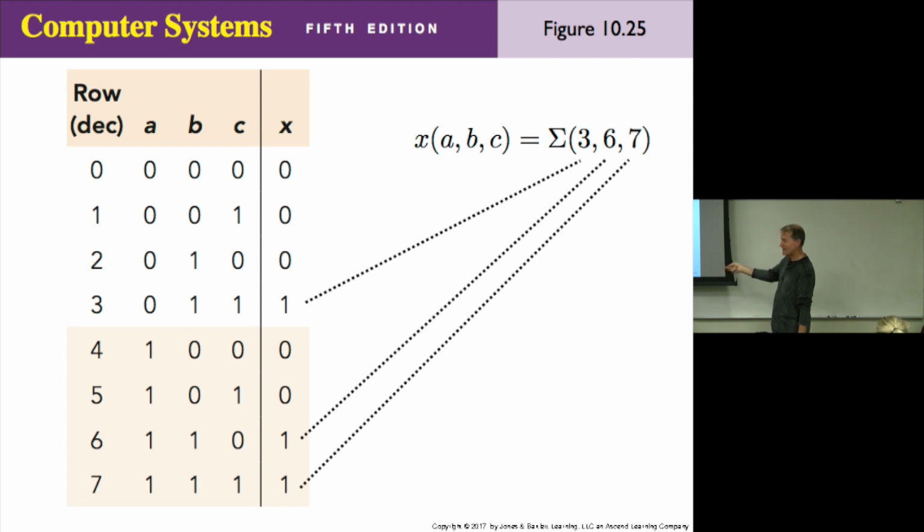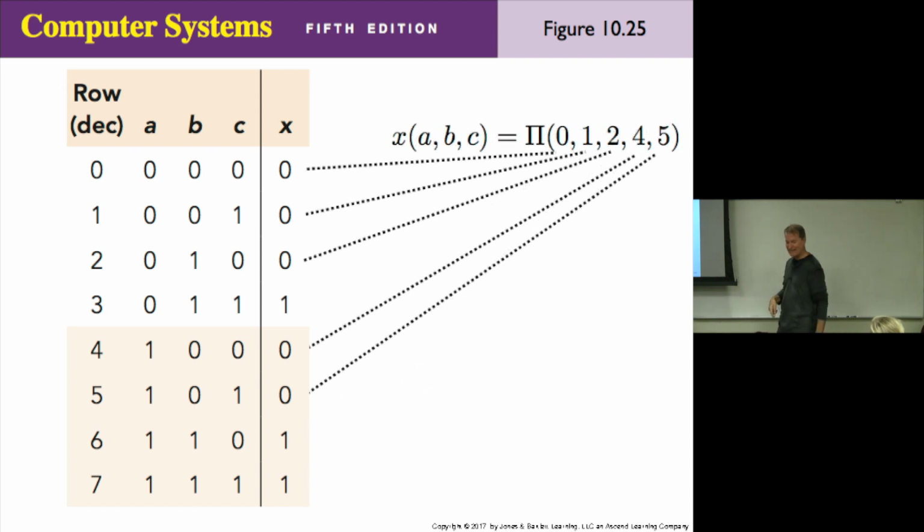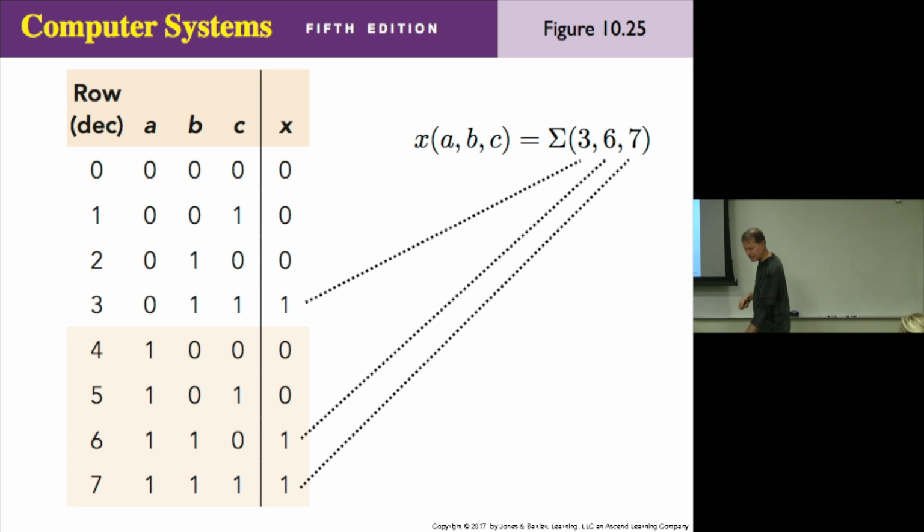So by duality, what's the pi notation? Where the function is 0. So x of A, B, C, this same function, equals pi of 0, 1, 2, 4, 5. Boom. Are we good? Does everybody see that? I think you have an exercise to draw something. Does everybody see that pi 0, 1, 2, 4, 5 equals sigma 3, 6, 7? It's the same function. It's just a shorthand.